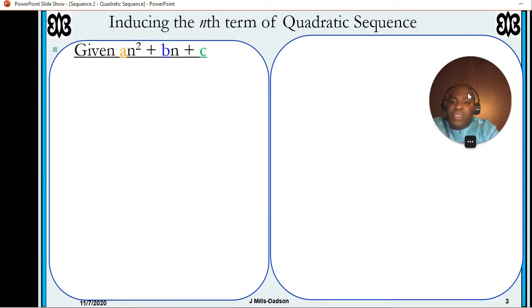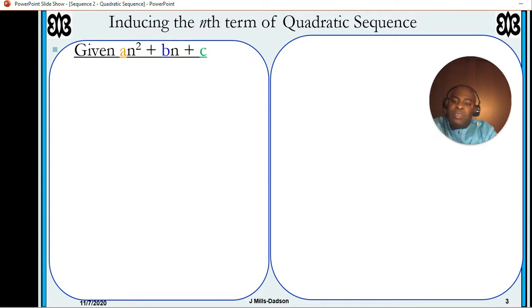Now, we're going to induce and deduce some formula from the general formula for quadratic sequences. The formula is given as an squared plus bn plus c. This is similar to a quadratic expression, except that in place of x we have n. And like I said in the previous lesson, we need n in the formula because n represents the position of each of the terms in the sequence. So an squared plus bn plus c is the general formula for quadratic sequences.